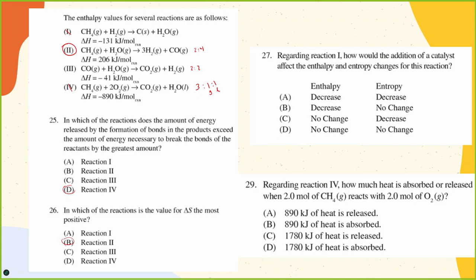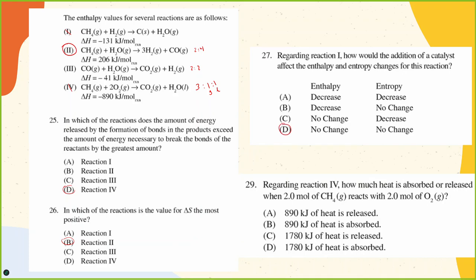Regarding reaction 1, how would the addition of a catalyst affect the enthalpy and entropy changes for this reaction? I believe it's really no change on that, because activation energy was lowered by the addition of a catalyst, which just makes it go faster. I don't think it really changes the bond breaking, bond forming, or the randomness of the equation. So I'm going to go with D on that one.